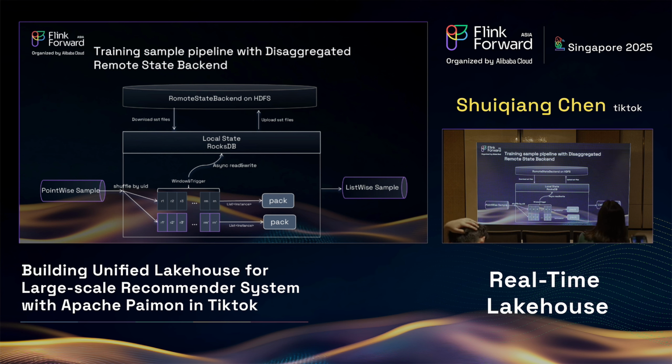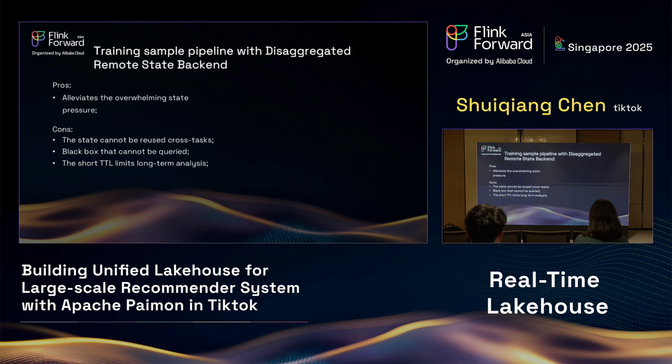So we changed to use a disaggregated remote state backend, where the collected sample state, the large sample state, is stored in the remote state backend on HDFS, and the local RocksDB state backend is used as a local cache. When the timer is triggered, when the window is triggered, it will first retrieve the collected sample list from the local RocksDB state backend. If it does not exist, it will try to retrieve it from the remote state backend.